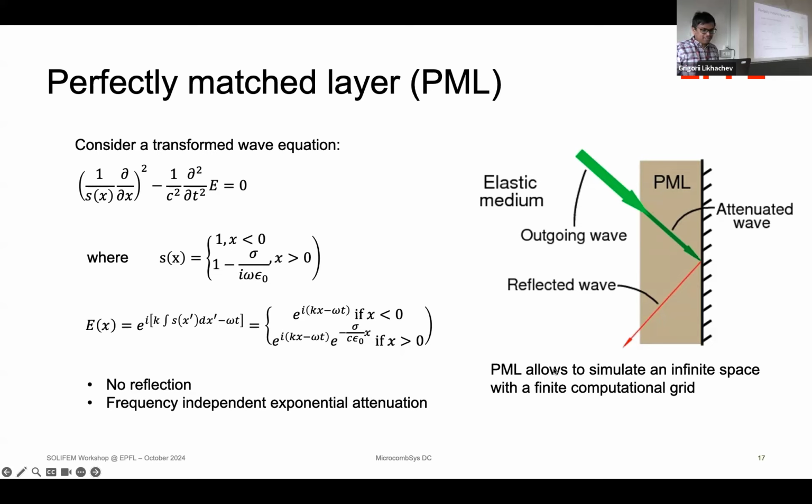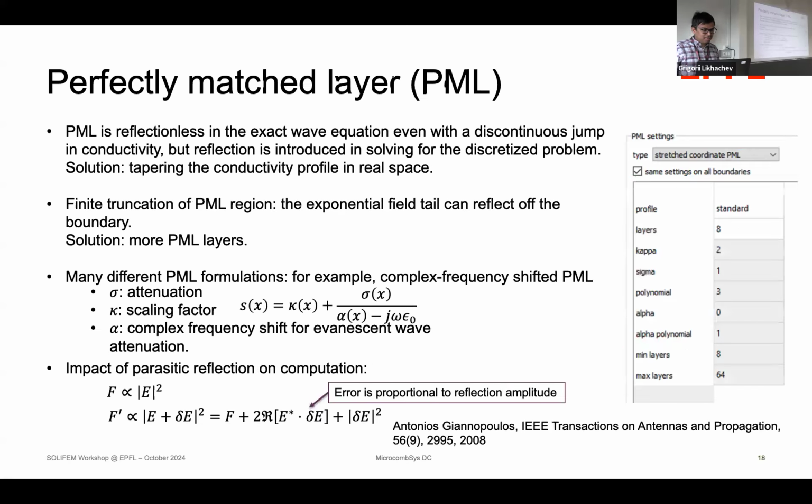So finally, the PML will allow us to simulate an infinite space with a finite computational grid. But PML is not perfectly exact, because what I just showed in the previous slide was just solving the differential equation. But when we do it in a finite difference time domain simulation, you have discretized your system. Just by discretizing your system, it can mess up, and there might be some parasitic reflection that can occur, and there will be some error that is proportional to this reflection.